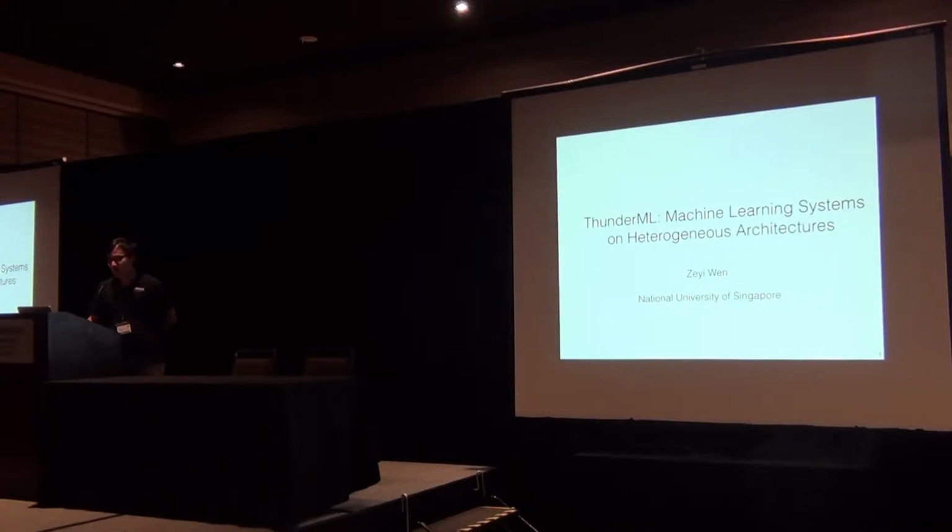Project called ThunderML, which we have been developing in the last 2 years, and we will still need 1 to 2 years to continue to complete this project. It's about machine learning systems which can run on heterogeneous architectures such as CPUs and GPUs. It can be used potentially anywhere in the database systems where AI techniques are required.